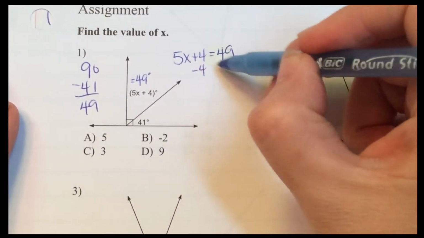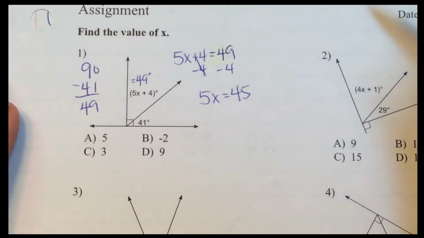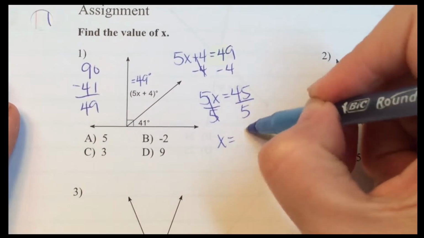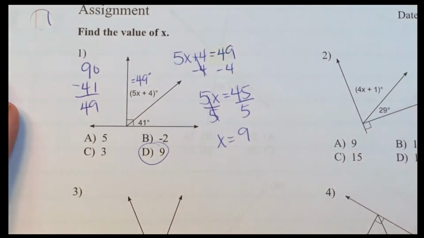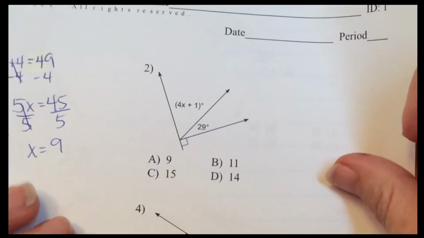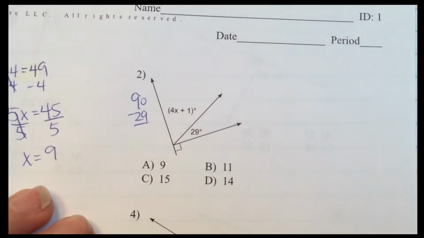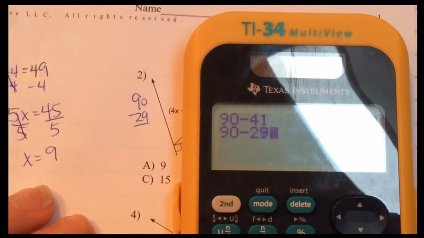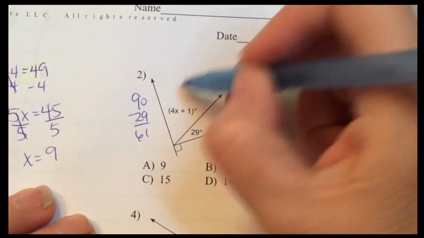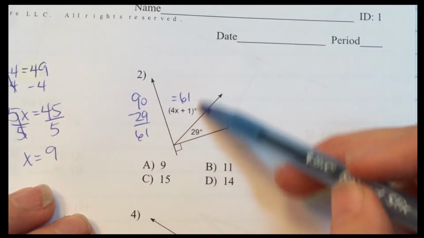We're going to subtract 4 from both sides, and then we divide by 5. And number 1 is D. All right, number 2, we're going to start with taking 29 away from 90. We get 61. So that means this 4x plus 1 equals 61.